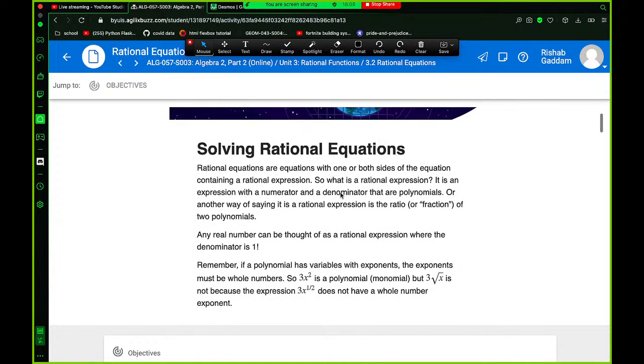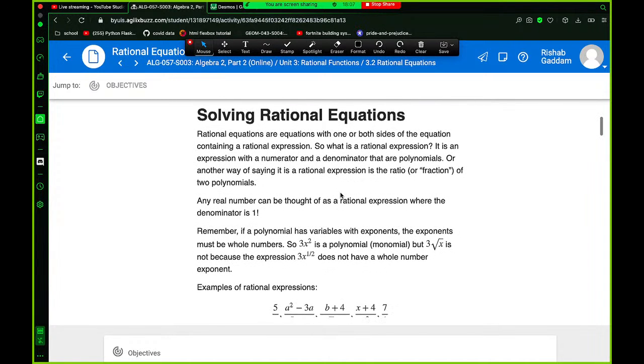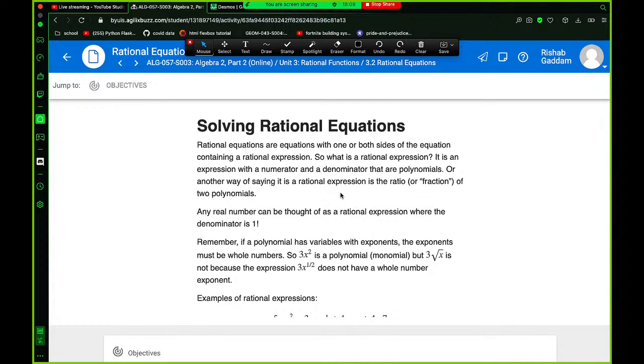Solving rational equations. Rational equations are equations with one or both sides of the equation containing a rational expression. So what is a rational expression? It is an expression with a numerator and a denominator that are polynomials. Or another way of saying it is a rational expression is the ratio or fraction of two polynomials.